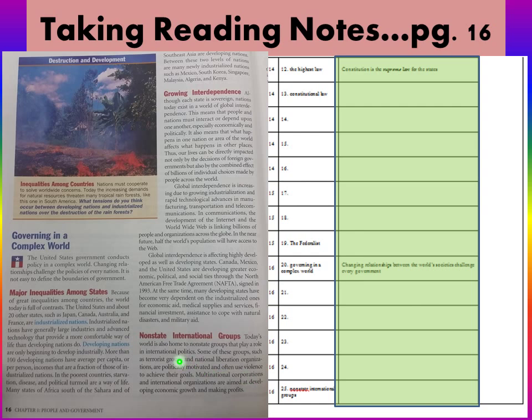1, terrorist groups. 2, national liberation organizations. 3, multinational corporations. 4, international organizations. So now we're going to read the next page, and it should give us examples of these 4 things that you just wrote.